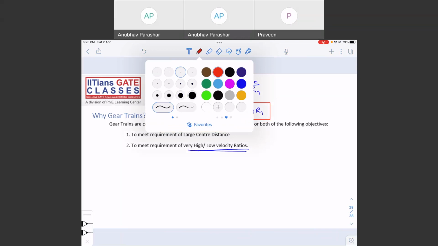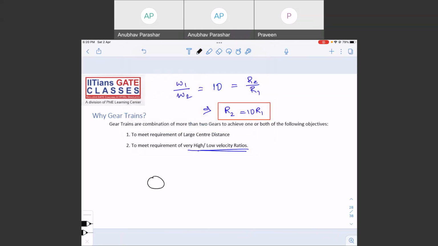So if the first gear looks something like this, how big will 10 times the radius look? It will be looking like this. So you can imagine this gear combination is definitely not going to work. The pinion is very, very small to drive the gear. So in case of high velocity ratios, what you have to do is use gear trains.